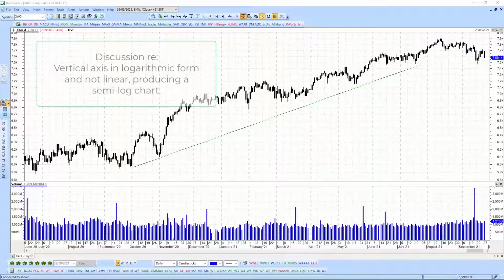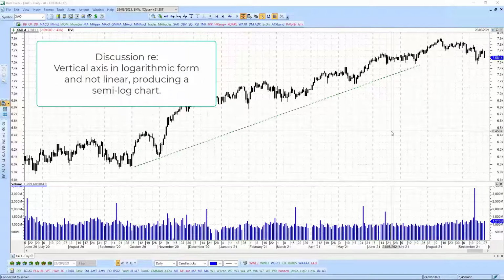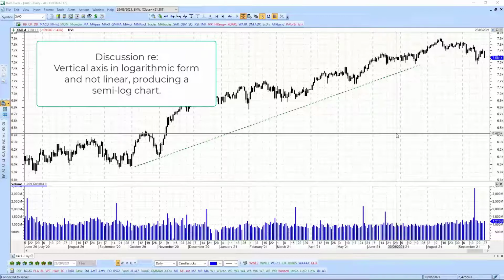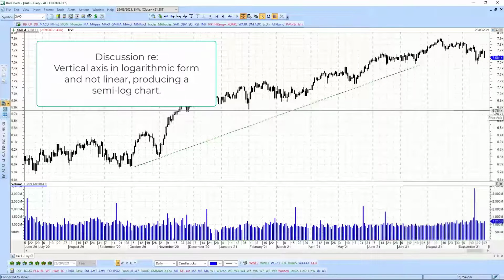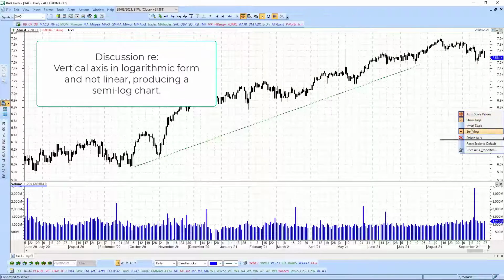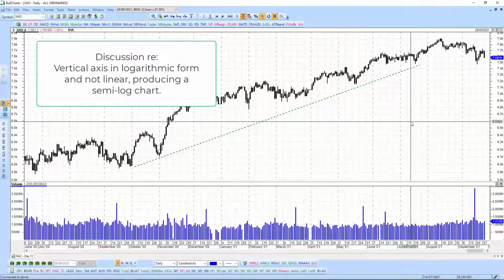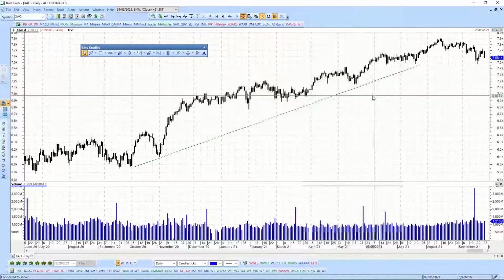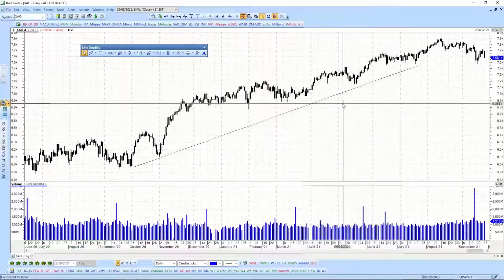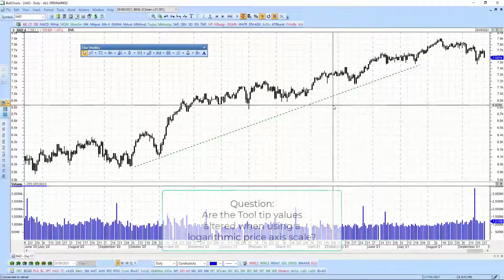Does the information take into account log scale? Alec, that's an excellent question. My vertical axis, my price axis, is pretty much always logarithmic. Right click, semi-log is on. So how does it take that into effect?